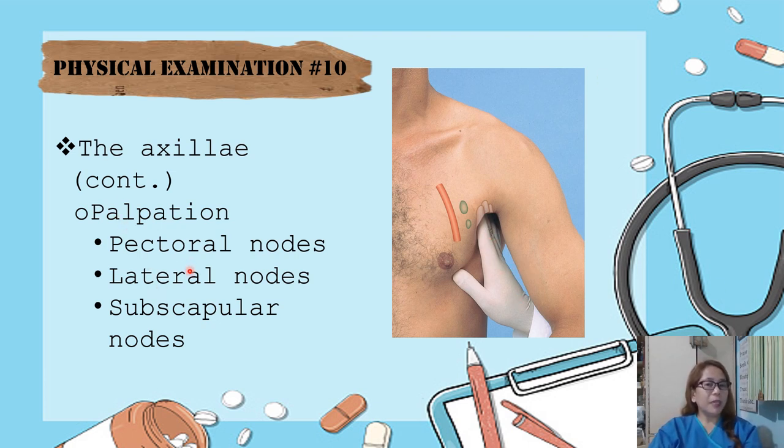Okay. Palpate for the pectoral nodes, lateral nodes, and the subscapular nodes. If the central nodes feel large, hard, or tender, or if there is a suspicious lesion in the drainage area for the axillary nodes, feel for the other groups of axillary lymph nodes, like again the pectoral nodes, lateral nodes, and subscapular nodes.